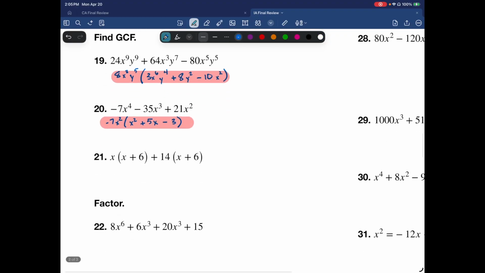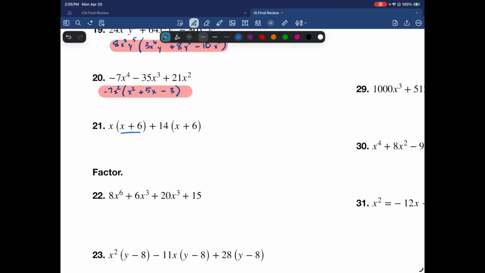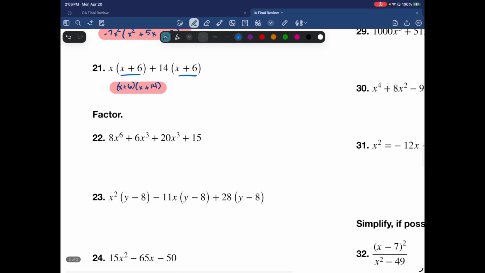All right, 21. In this case, my x plus 6 is in both terms, so that's my GCF. So I'm going to pull the x plus 6 out front, and I'll put the pieces together. So x plus 6 times x plus 14. That's my answer.